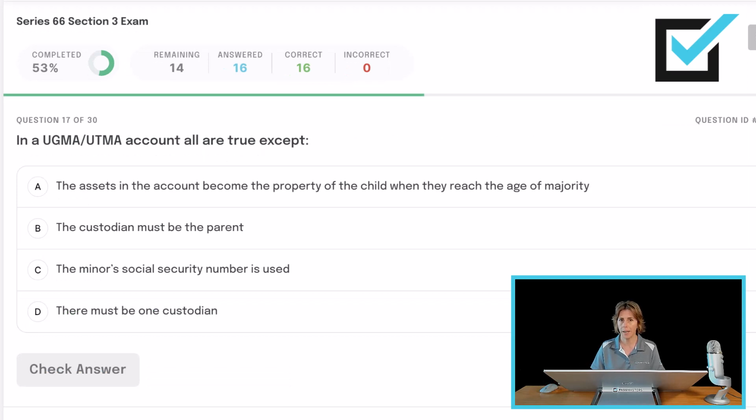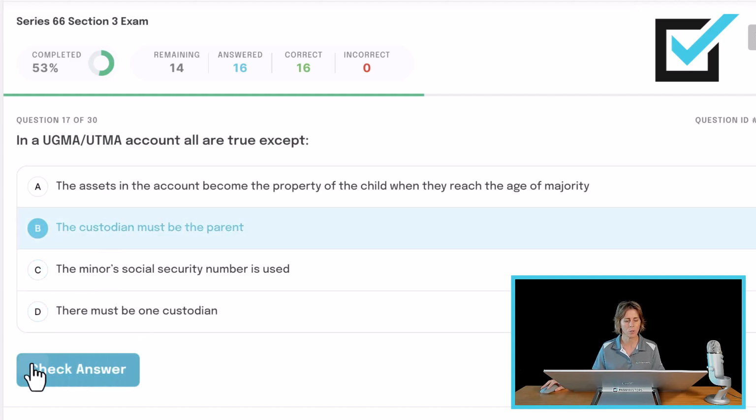In a UGMA, UTMA account, all are true except what is false in a UGMA, UTMA account. The assets in the account become the property of the child when they reach the age of majority. That is true. The custodian must be the parent. That is false. The custodian must be someone of legal age. Oftentimes is the parent, but does not have to be the parent. The minor social security number is used, true. There must be one custodian, true. So the false statement, the right answer to this question, the custodian must be the parent, not true.